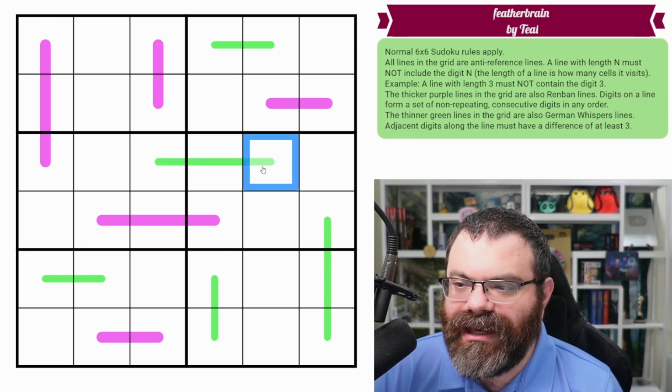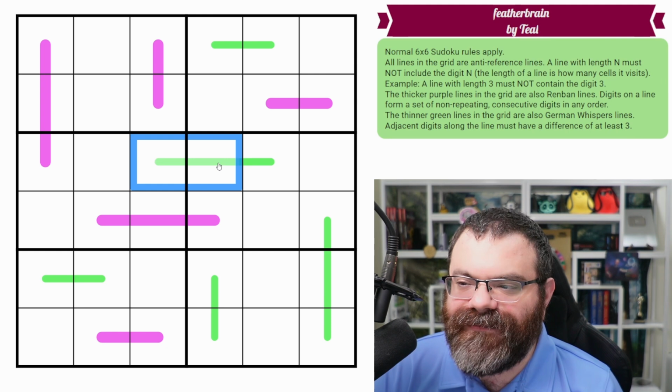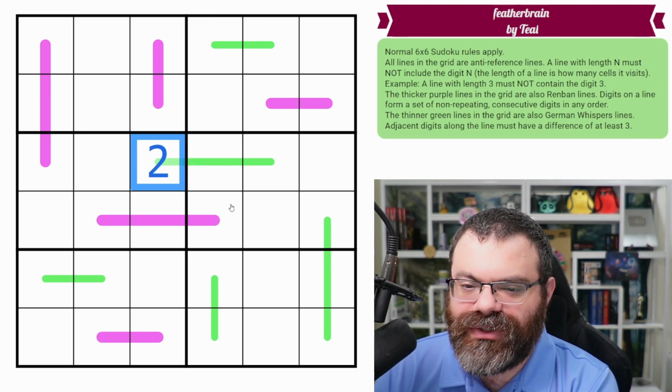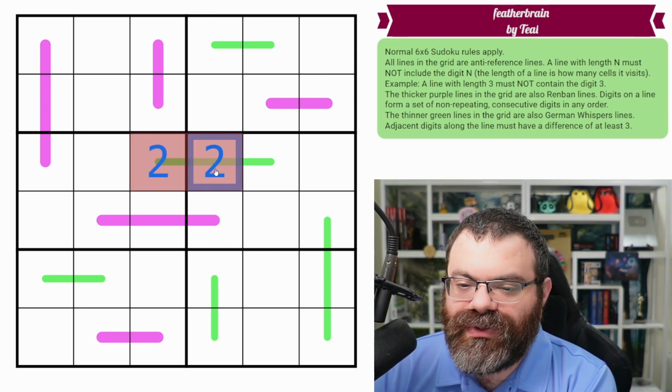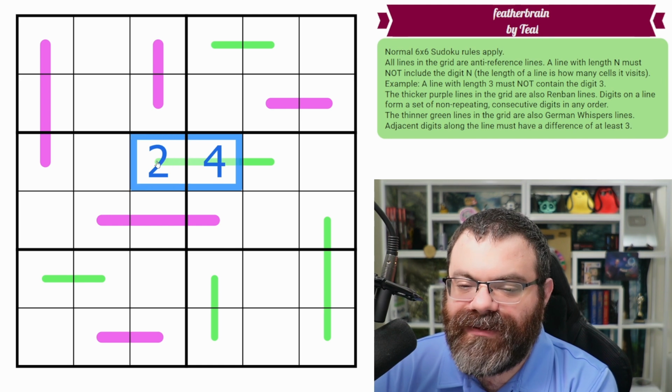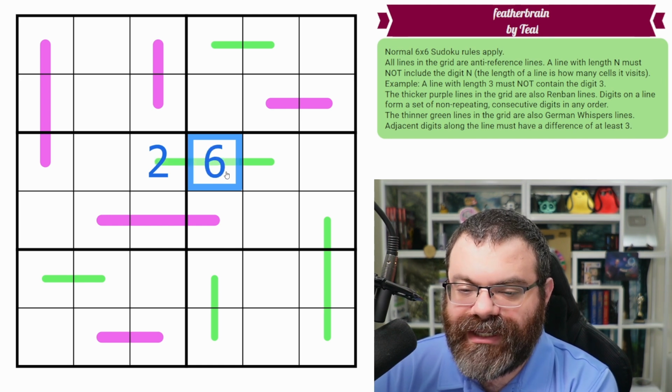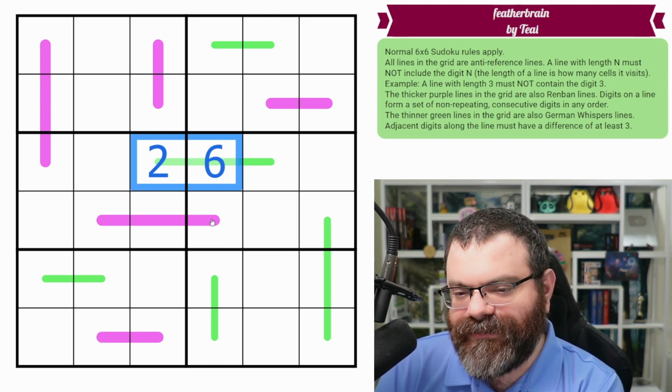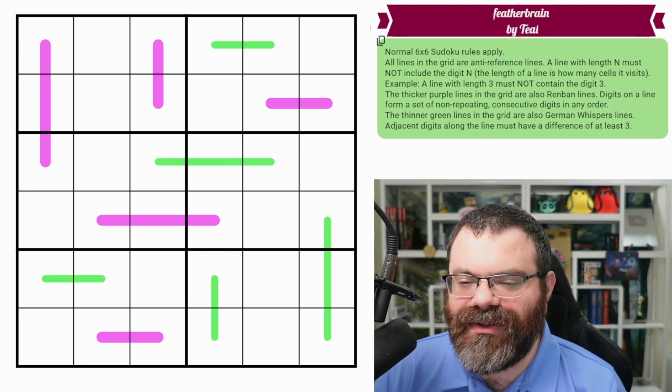All right, in addition to that, we do have German whisper lines. That's these green lines. Adjacent digits on the line have a difference of at least 3. So if this was a 2, we couldn't put a 1, 2, 3, or 4 here because the difference is not at least 3, but we could put a 5 or a 6 because 5 has a difference of 3 and 6 has a difference of 4. And that's it. Those are the rules.